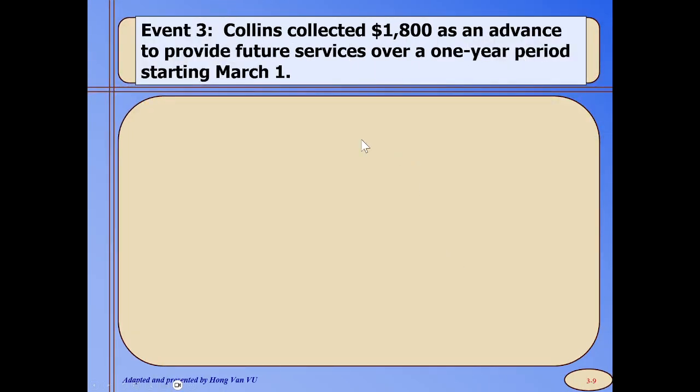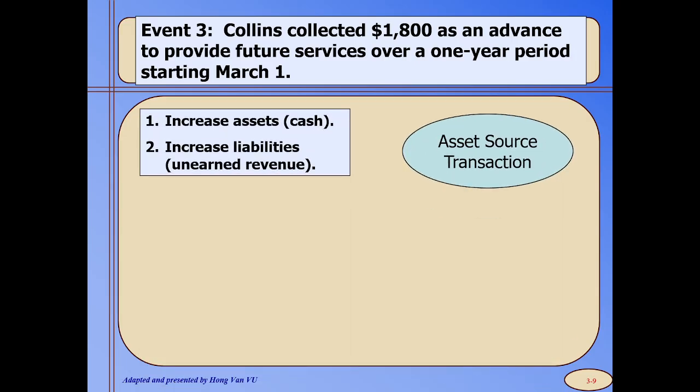Now we look at transaction number 3. The company collected 1,800 as an advance to provide future services over a 1-year period, which started from the 1st of March. So you remember from last time, we mentioned that this transaction increases the cash asset account and increases the unearned revenue liability account. It is classified as an asset source transaction.